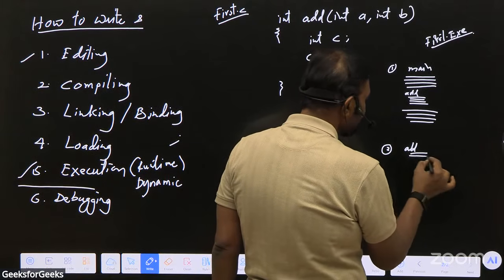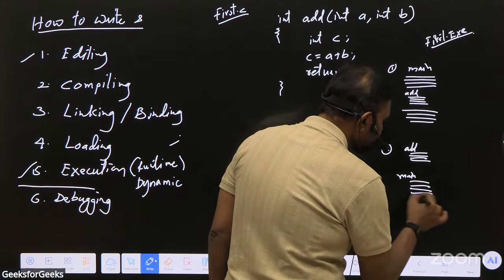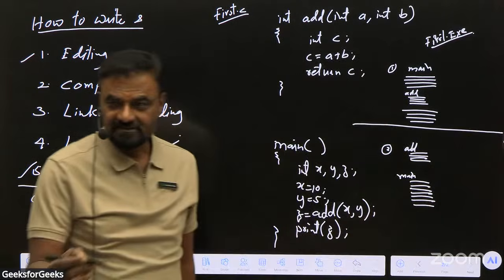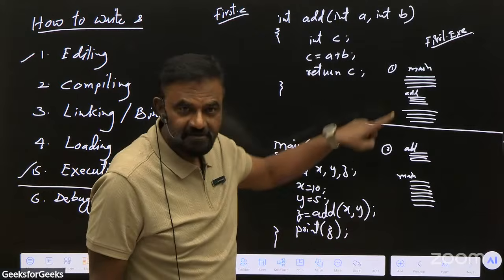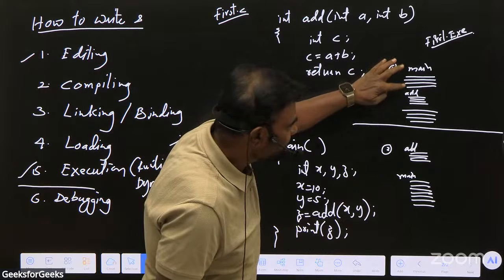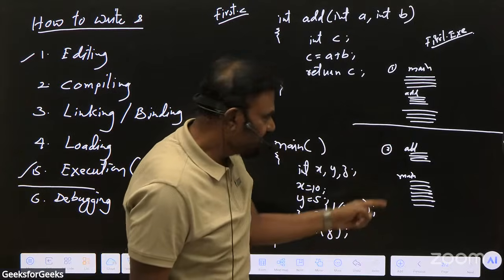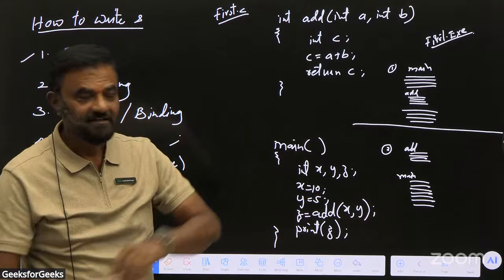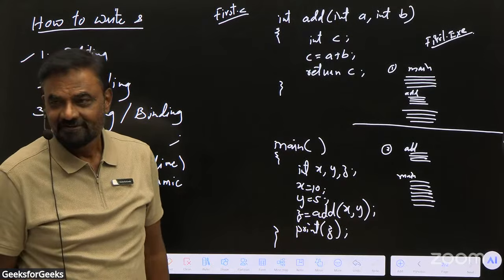Add function, then main function. Now the question is, will the machine code that is generated be like this or like this? First one I'll show you. Main function, this is the machine code, and here add we are calling, so the machine code of add, then the remaining machine code of main. And in the second, add machine code is separate, main machine code is separate. So how is the machine code generated, the first one or the second one? First one. What I told you all.